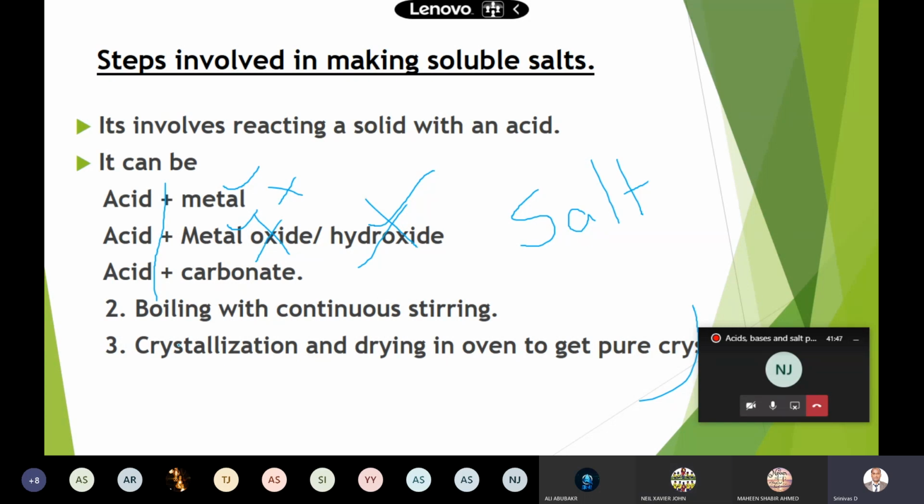Heat or boil the salt solution with continuous stirring. Leave it for crystallization and dry it in the oven, or put the crystals in a paper towel, wrap it so it absorbs all the moisture, and keep it in the oven for a while. Oven in the sense you're not cooking at home, guys. We have separate ovens in the lab. There we make the crystals. Don't try this at home. So the whole process is metal oxide plus boiling.